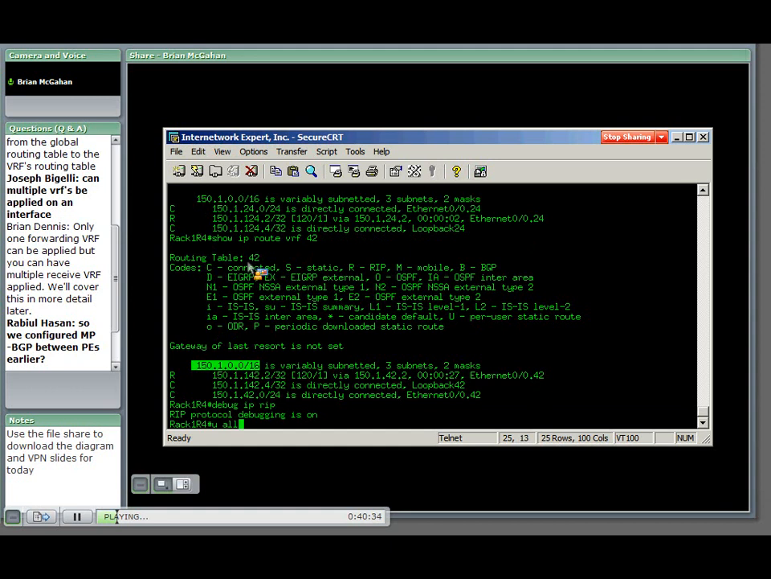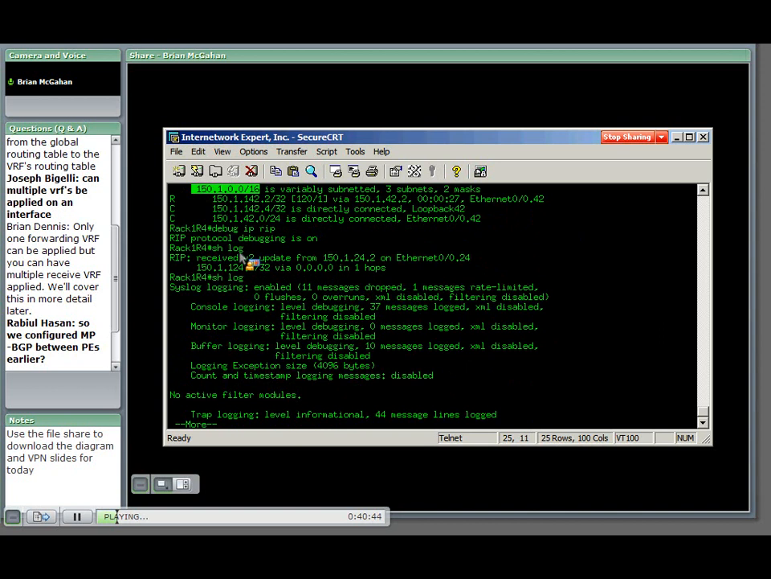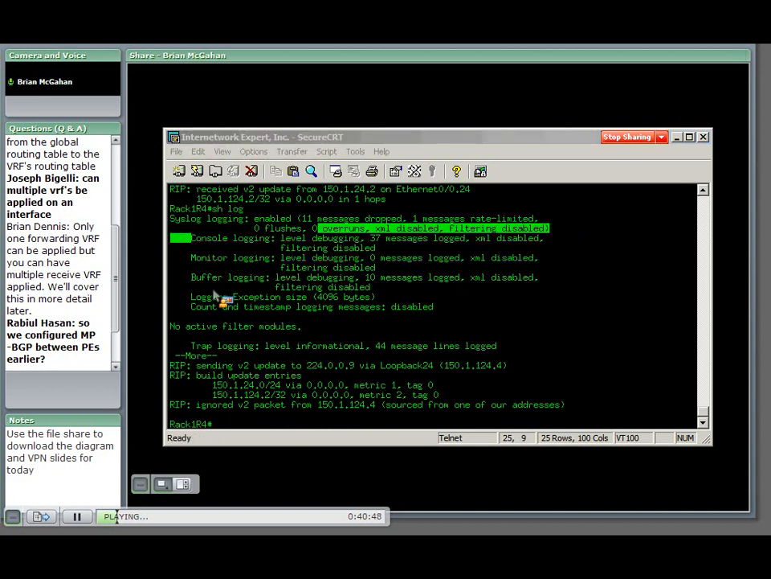If we look at the debug IP RIP output here, let's make sure logging to the console is on. Let's say show log. The console logging is on.